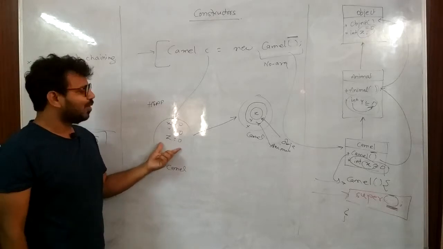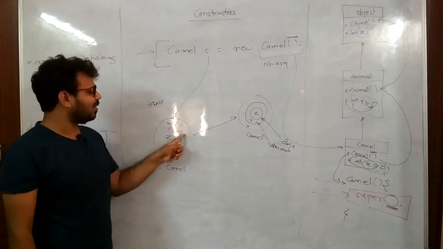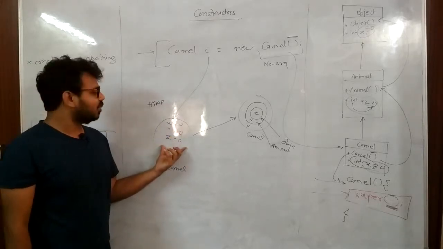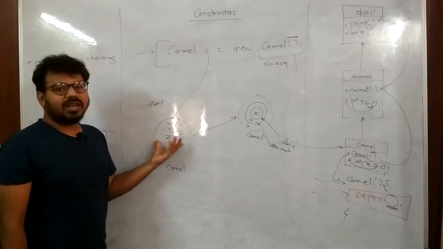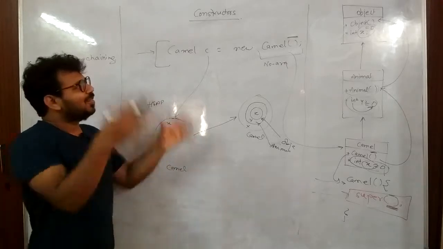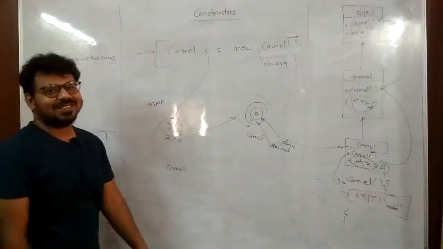so now I think you got the concept of how x is equal to 0, y is equal to 0 and z is equal to 0 is initialized by going into the world of this camel constructor.